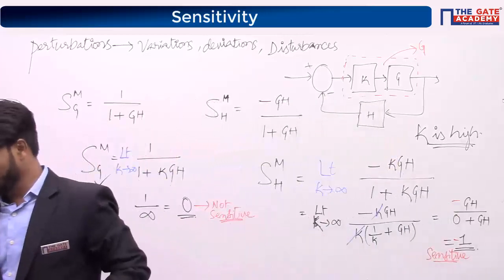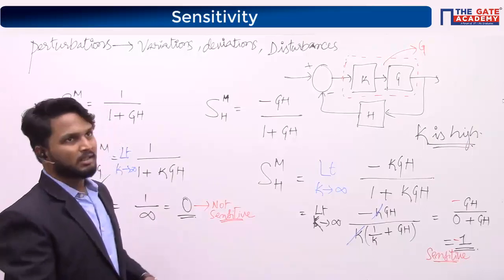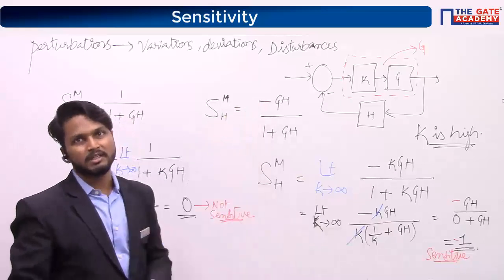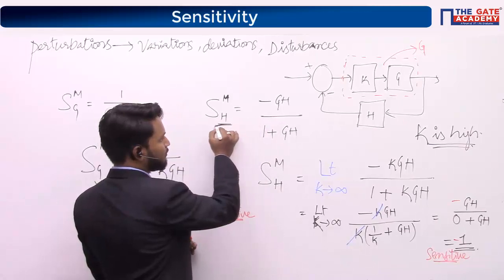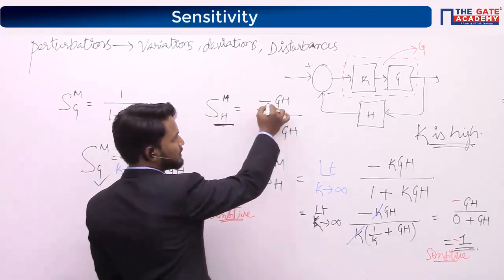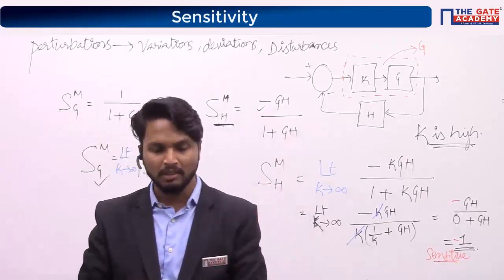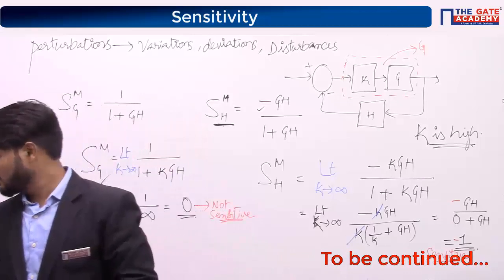Upmanyu, positive and negative sensitivity means nothing. See here, how did we get this negative? Because of this derivative: while we calculated the derivative with respect to H, we got this negative, that's it. There is nothing called positive sensitivity, negative sensitivity, or neutral sensitivity. There is nothing like that. Is it clear?